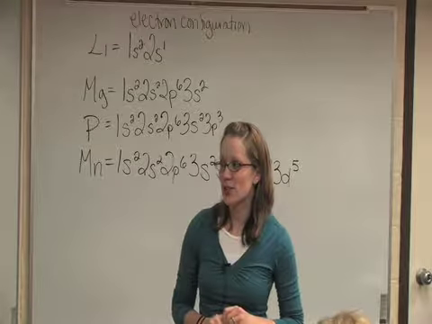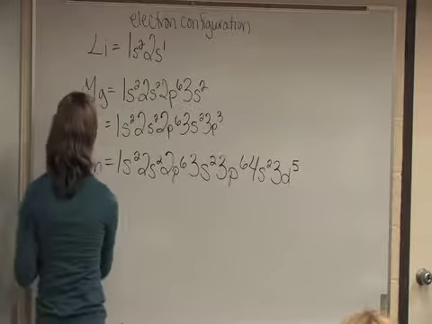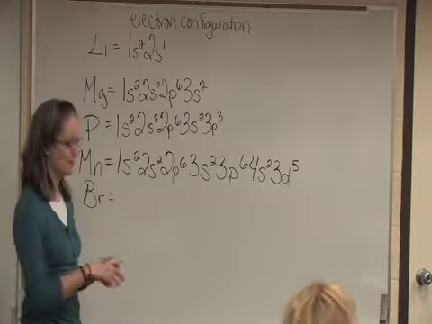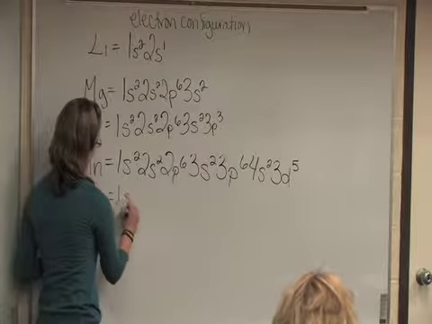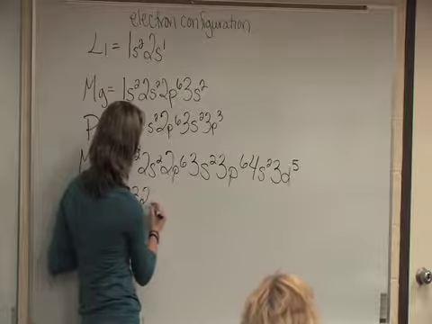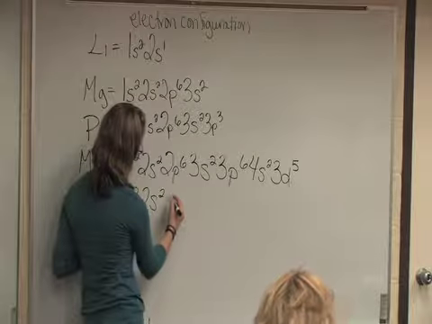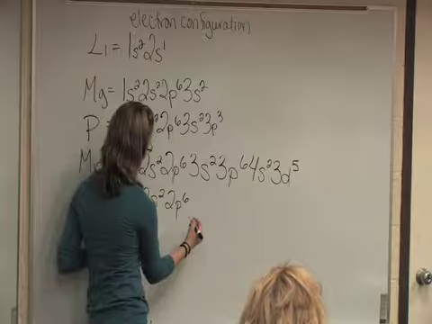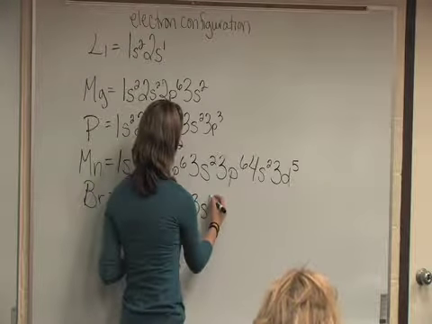All right, let's do bromine. Number 35. Energy level. Block. How many squares? Energy level. Block. How many squares?